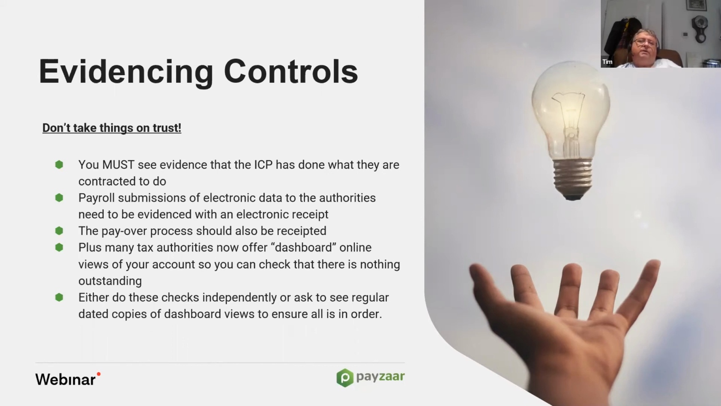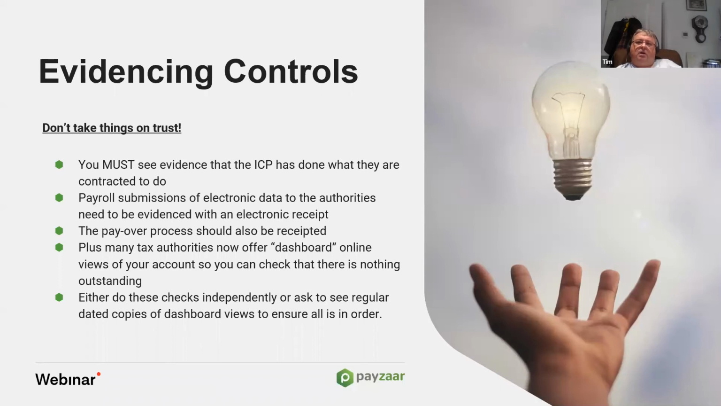So we need to evidence the various payroll submissions that have been made on our behalf. Remember that all systems these days pretty much will produce an electronic receipt that will prove that your payroll provider has actually sent the documentation that they say they have. We should be able to obtain a receipt from the payover process of paying the statutory authorities as well. That should be a receipted operation.